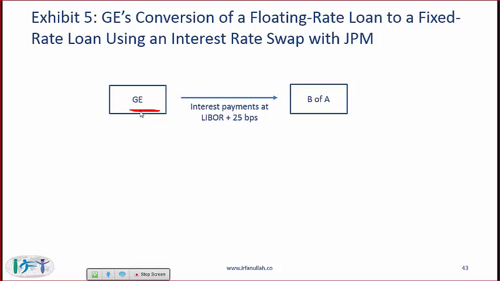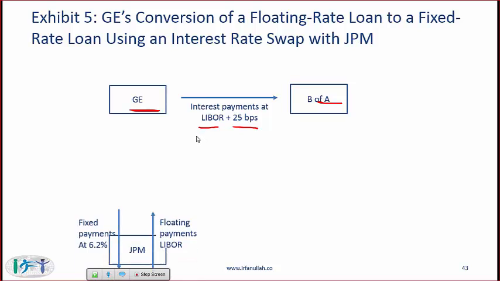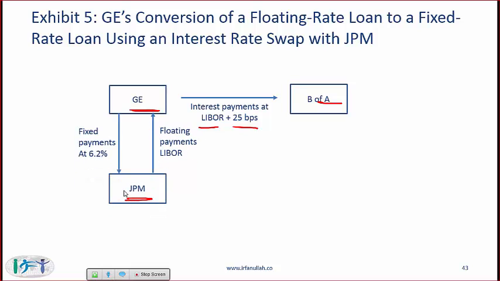General Electric has borrowed from the Bank of America and is making floating rate payments, LIBOR plus 25 basis points. General Electric now wants to convert this into a fixed rate. So what can they do? They can go to JP Morgan, a derivatives dealer. So they have a big desk that deals with swaps, and GE makes a deal with JP Morgan where GE pays fixed at 6.2% and receives floating. So GE becomes the fixed rate payer and JP Morgan becomes the floating rate payer.